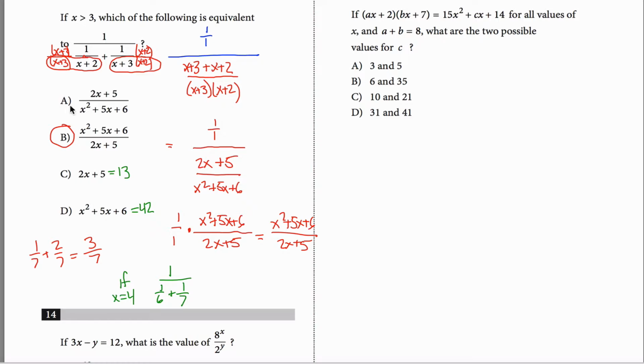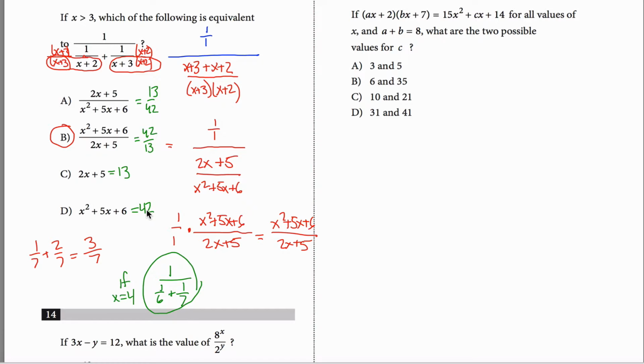And then maybe you could kind of guess between the two of these. You've narrowed your choices down to a 50-50 shot. I guess you could try plugging in 4 in these two equations. I think what you'll find is that in this equation you get a number that's larger than 1. You get 42 over 13. Whereas in this one you get a number that's smaller than 1, 13 over 42. And I know that because the top here is this 2x plus 5 and the bottom is the x squared plus 5x plus 6. So then all you got to figure out is this thing right here.